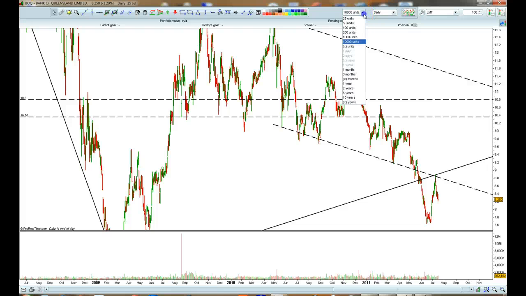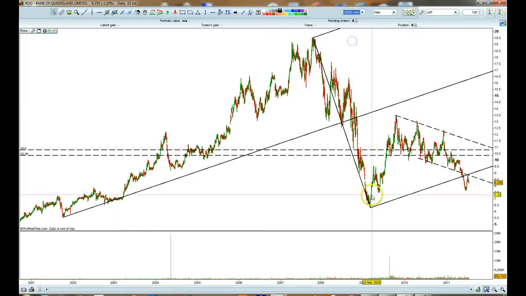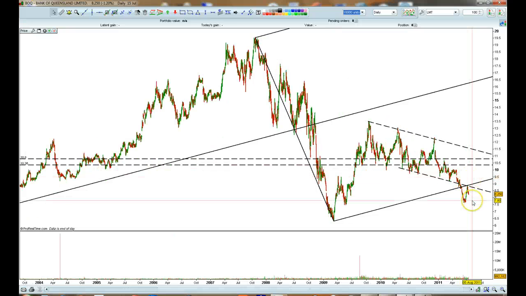What stands out to me on this one is the big, and on Macquarie as well, BOQ and Macquarie, is the break of this larger structure here. That's a break and break and back test there. So yeah, that's rather weak, isn't it?